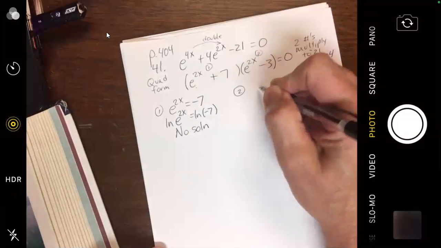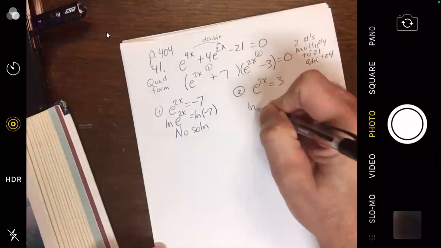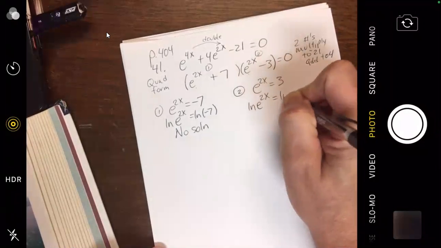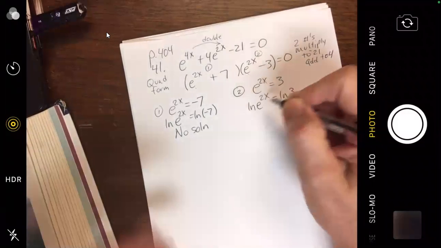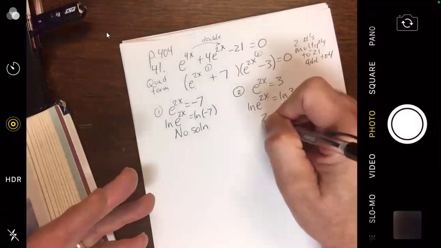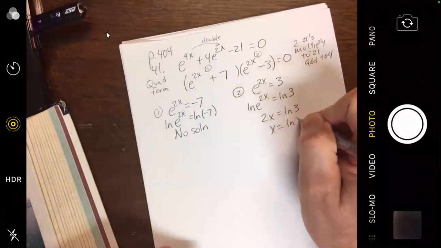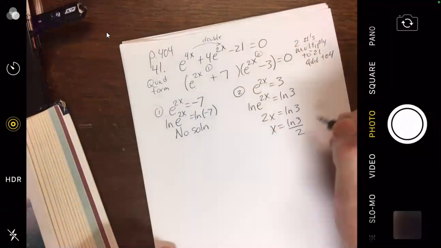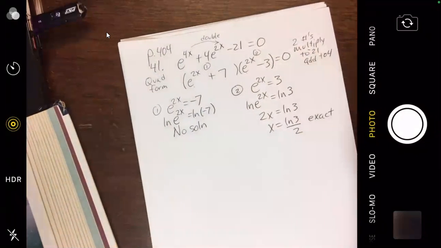Take piece 2 though, e to the 2x equals 3. Log of e to the 2x equals log 3. You could put the 2x in front, but you don't have to. These do directly cancel. 2x equals log 3, so x is log 3 divided by 2. That's the exact answer. They just said solve it.